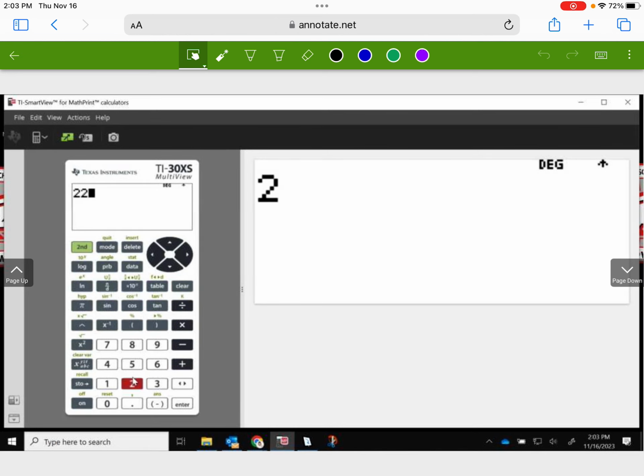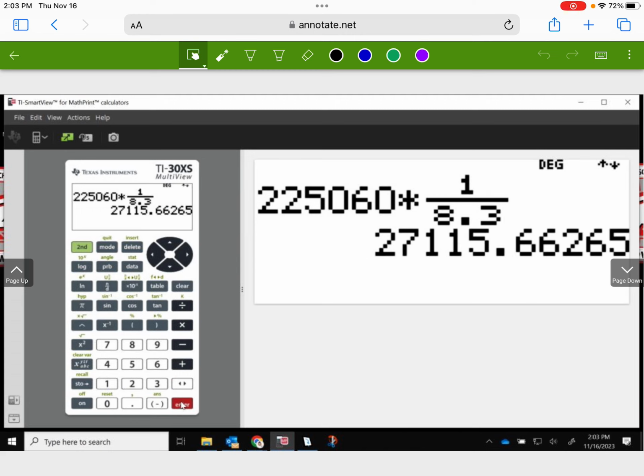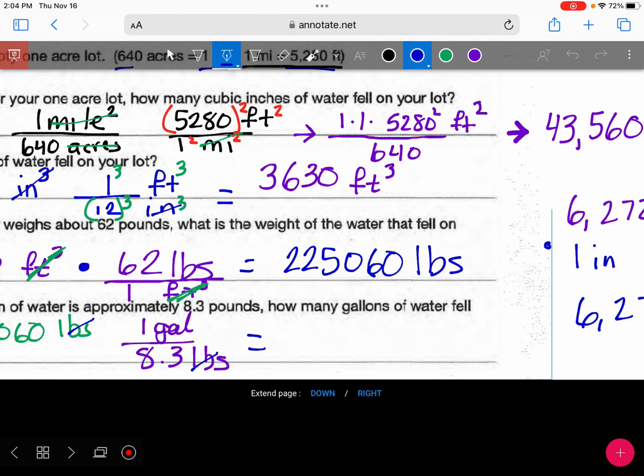I have 225,060. And you can even set this up as our fractions, times 1 over 8.3. You can do this in the calculator just like this, with our fractions, exactly the way it looks on our paper, just without the words. And we get 27,115 gallons. 27,115.6 and a half.